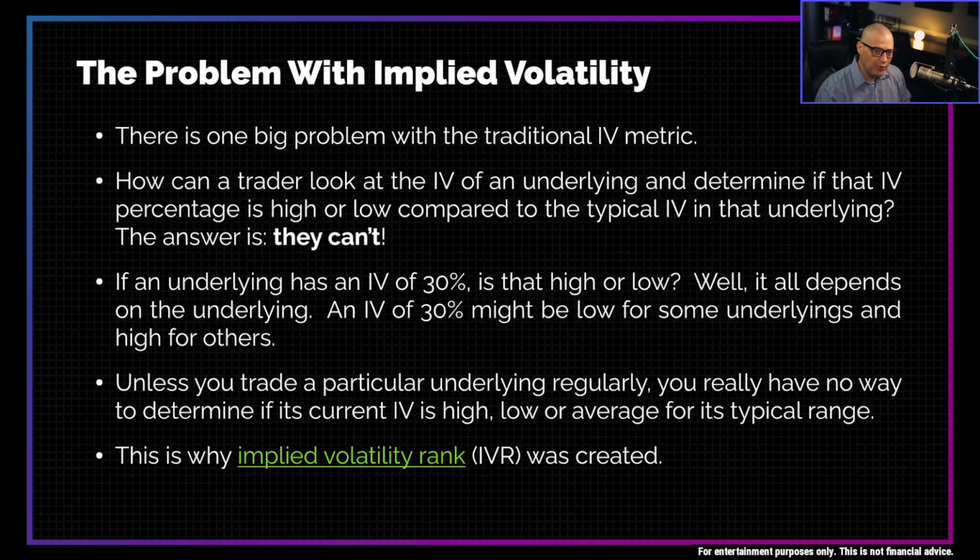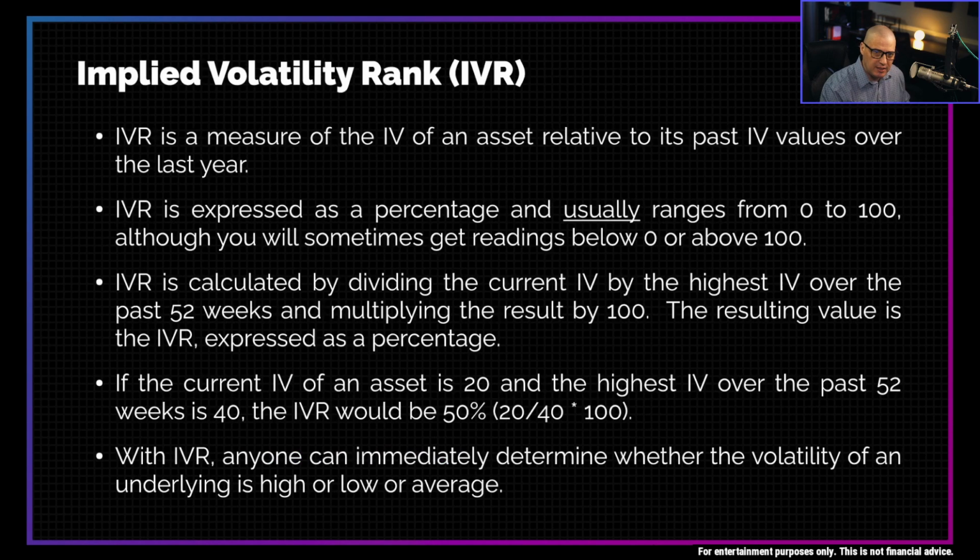In the slide here, I gave this example. If an underlying stock has an IV of 30%, is that high or low? Well, it all depends on the underlying, right? On some stocks, an IV of 30% could be on the high end of its range. On other stocks, an IV of 30% is going to be on the low end of its range. So you really have no way to determine if a stock's current IV is high or low or average for its typical range. And this is why IV rank was created, Implied Volatility Rank.